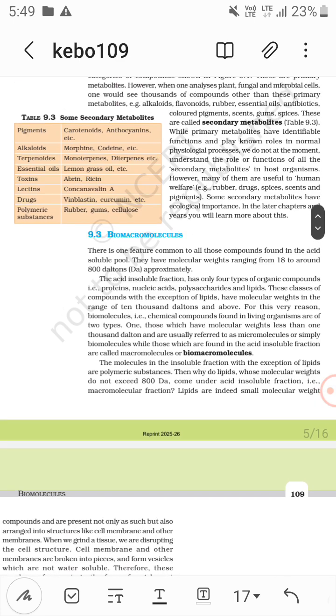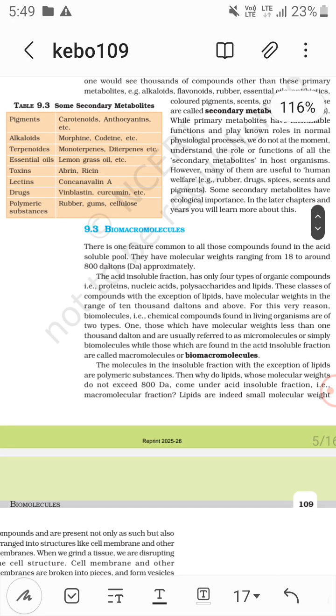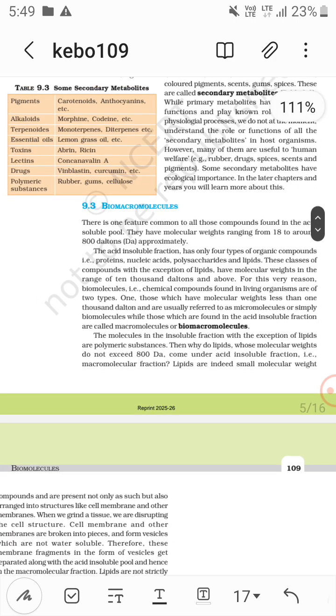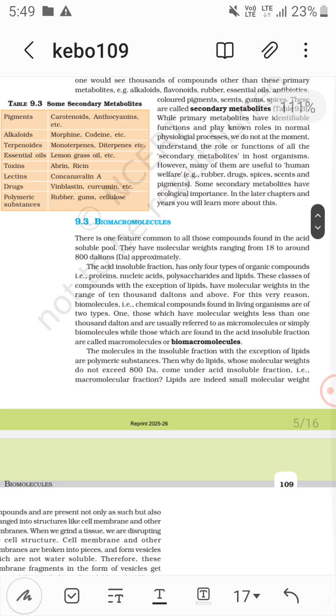Now look in the diagram, there are some secondary metabolites like pigments, carotenoids, anthocyanins, alkaloids, morphine, codeine, terpenes, diterpenes, monoterpenes, essential oils. These are lemongrass oil. Toxins, abrin and ricin, lectins, concanavalin, drugs, vinblastine, curcumin, and polymeric substances, rubber, gums and cellulose. So these are the secondary metabolites. Remember, essential oil, lemongrass oil, right?